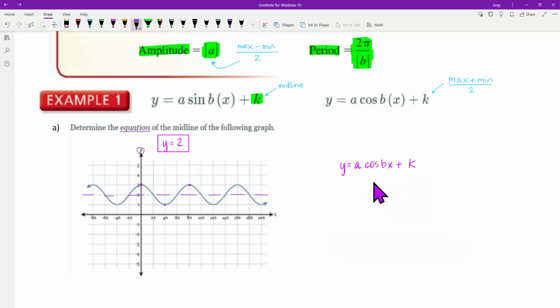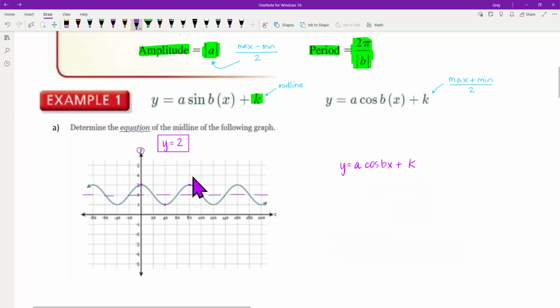I've got to go find a, b, and k, because that's what's going to be different from one function to another. Kind of like when we do lines, y equals mx plus b, I've got to find m, which is my slope, and b, which is my y-intercept, to write the equation of that line. Y equals a cosine bx plus k, I've got to find the amplitude, I've got to find the period, because that's what b is involved with, and I've got to find the midline. So we found the midline. Next, I'm going to go find the period.